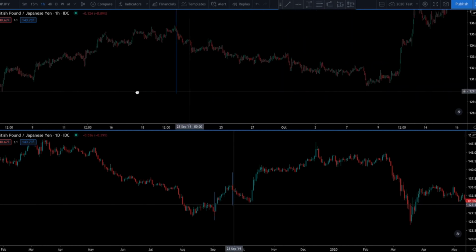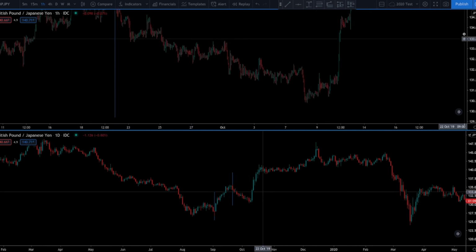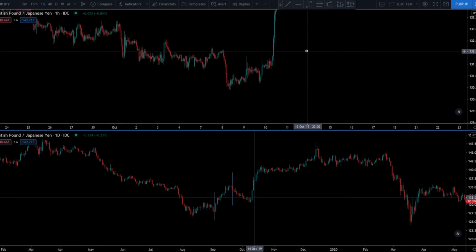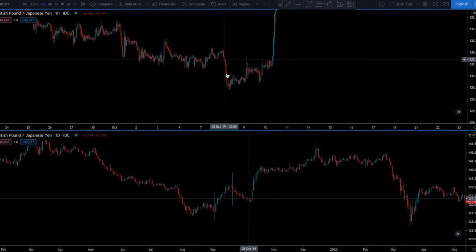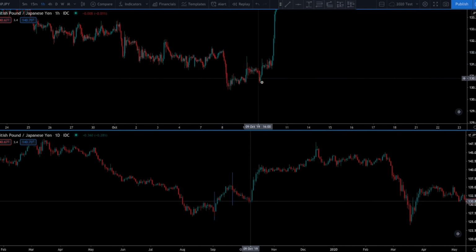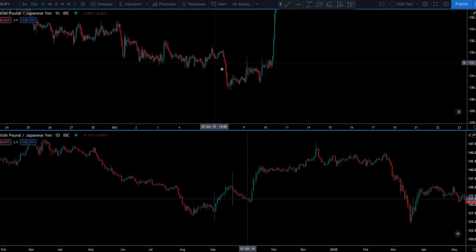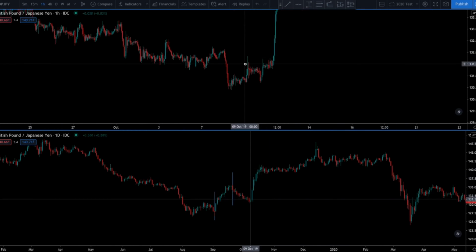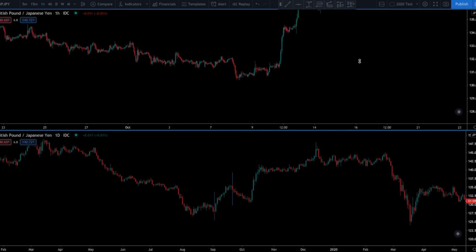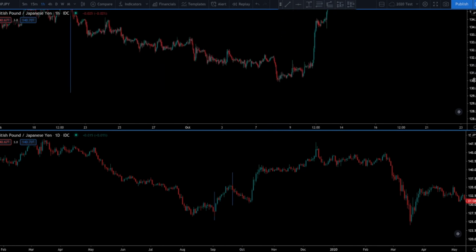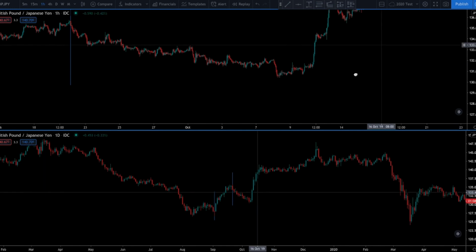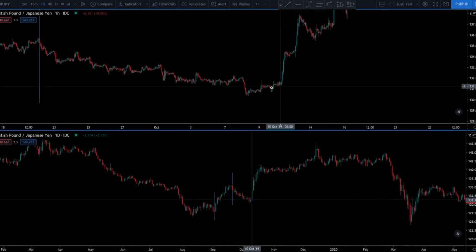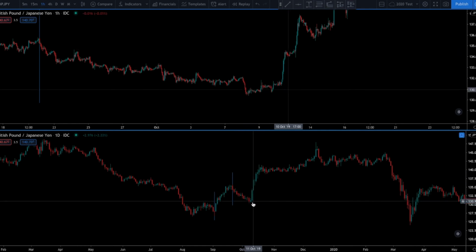And this is where the downtrend ended and it started the next run on the daily. It accelerated with some force, you can see on the daily.